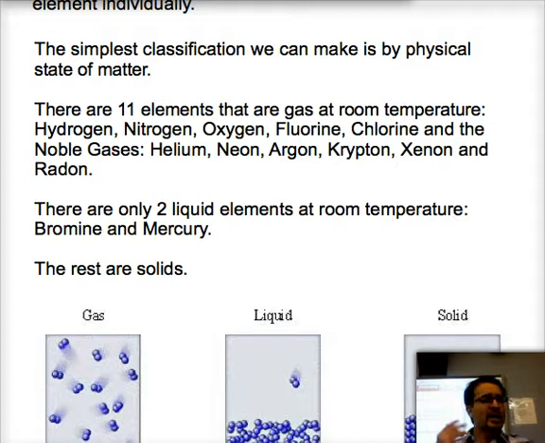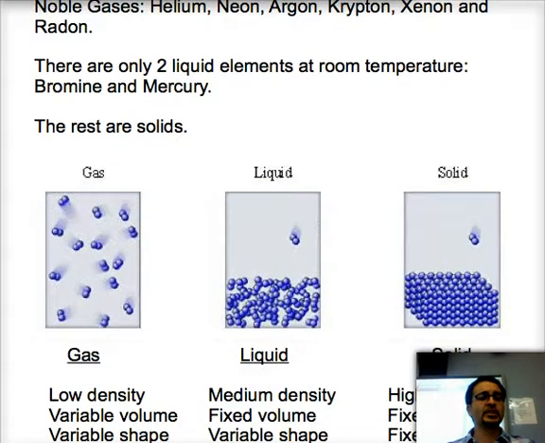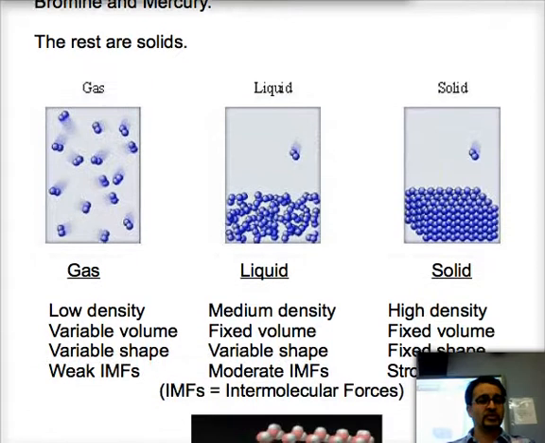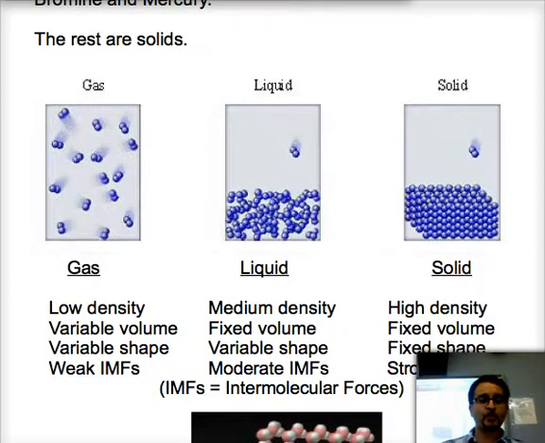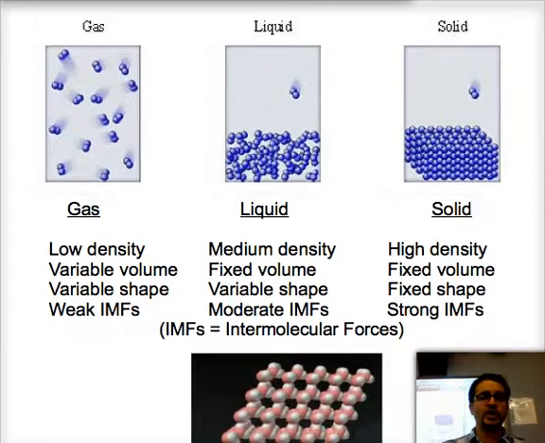Nonetheless, we can talk a little bit about the properties of these different states of matter. So let's go ahead and look at that for a moment. Alright? If we have a liquid, a gas, or a solid, they're going to have different properties depending on the density, how easily it is to compress, how strong the interactions between their molecules are. And so let's talk a little bit about that.